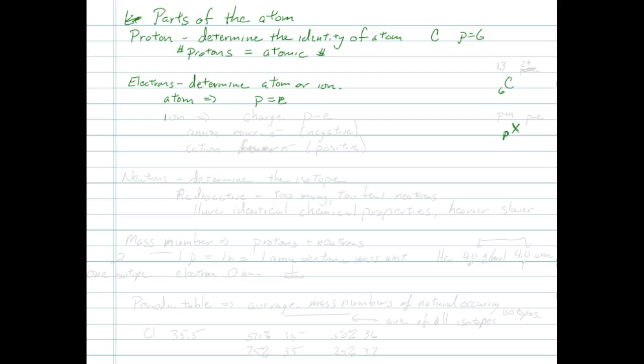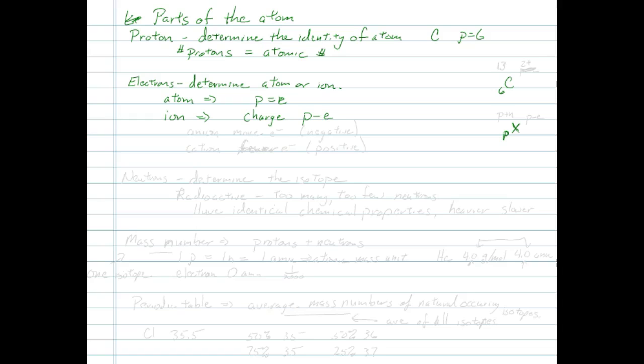If it's an ion, that means you're going to have too many electrons or too few protons. You can't change the number of protons, it's the number of electrons that's changing. So if you have an ion, you're going to have a charged atom or a charged particle, and the charge on that particle will be the number of protons minus electrons.